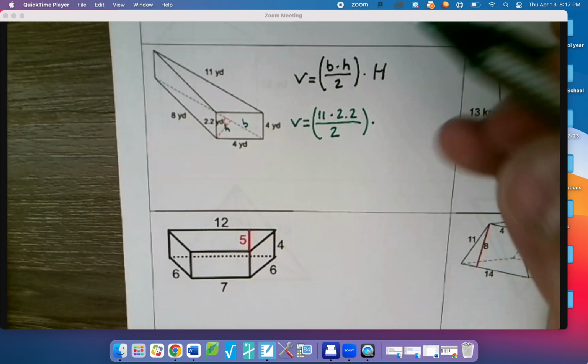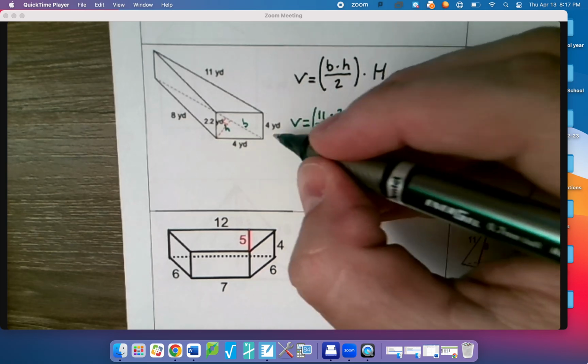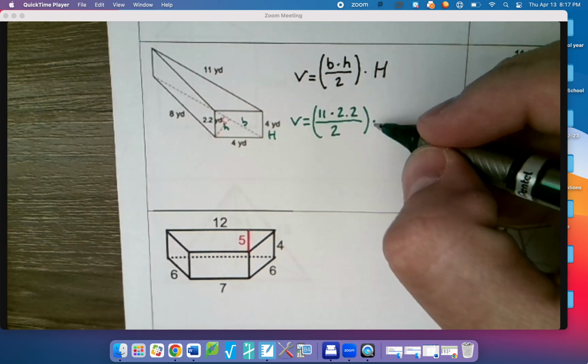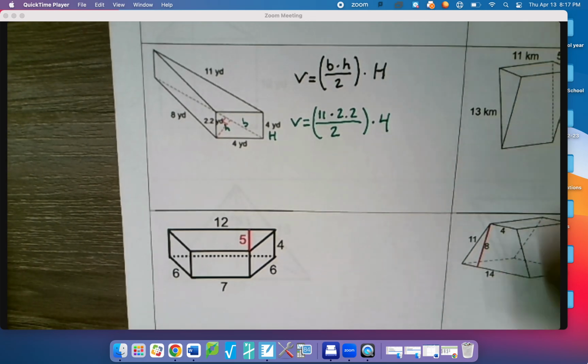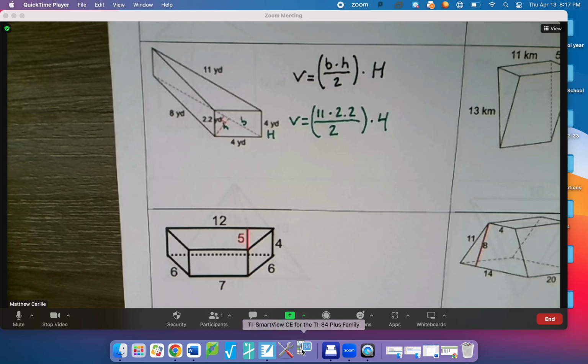And then the height of my prism, how far is it from the bottom triangle to the top triangle? So the big height is over here. It's the 4. And all I have to do is multiply all of those. So I'm going to grab my calculator here.